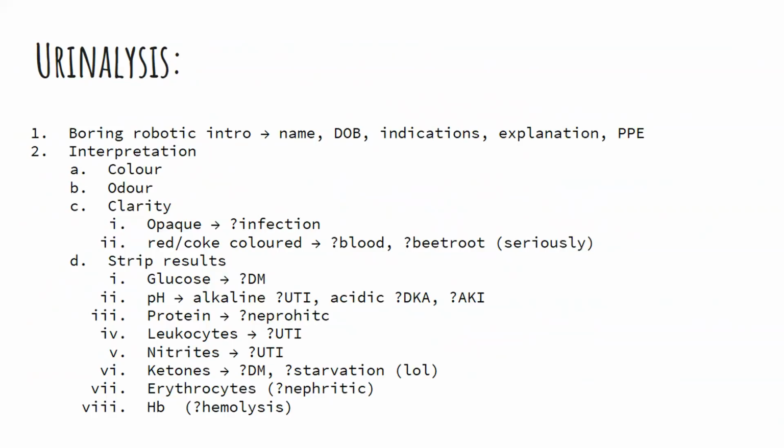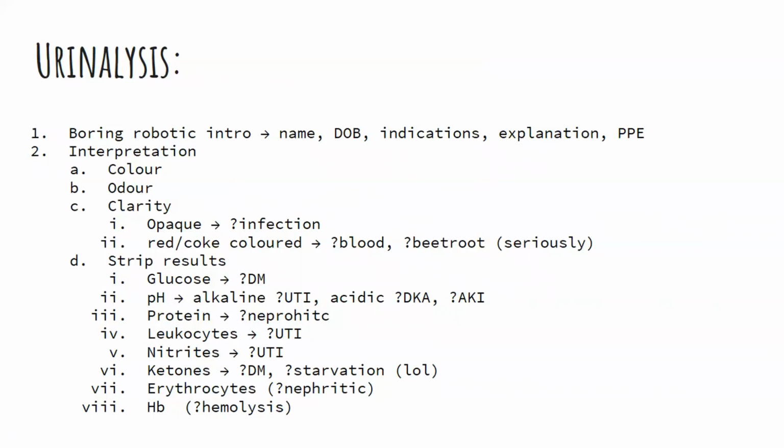And then lastly, looking at the clarity. So is it opaque because of infection? And again, is it colored? And also one to put in is, if it is red, is it because of beetroot? An important differential. So then you're going to look at the strip results.